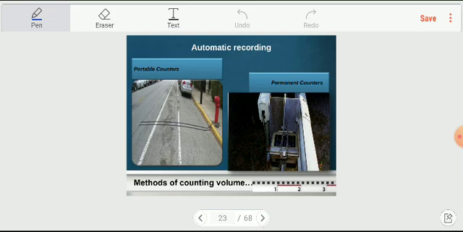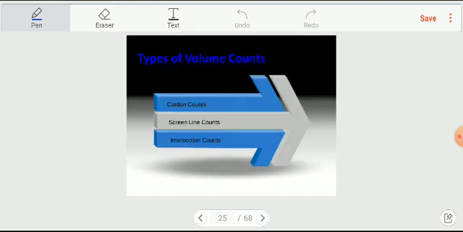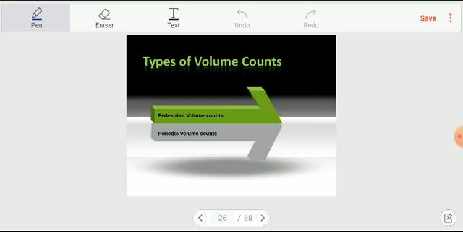And this is like a portable counter. And here we have permanent. It's like for a long time you put it there. And we still have video recording and types of volume counts. We've taken that. We have cordon and screen line, or screen sheets. And we have intersections. This is especially for intersections.